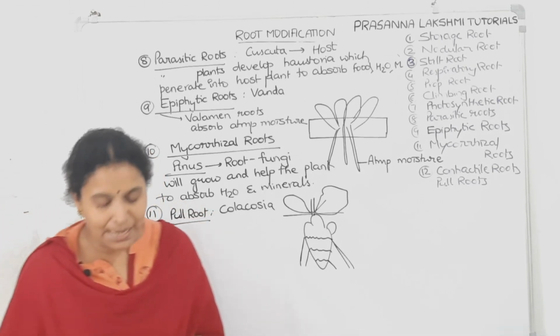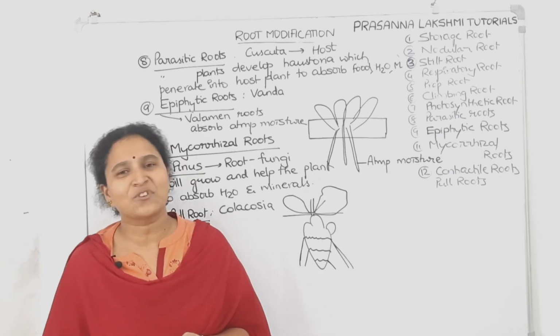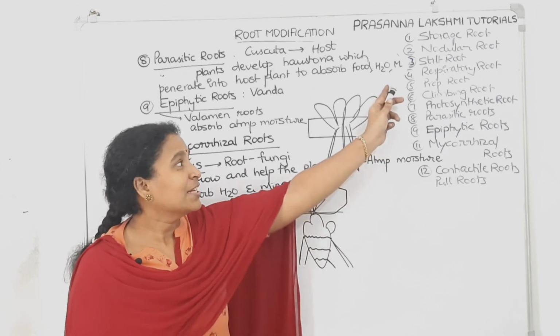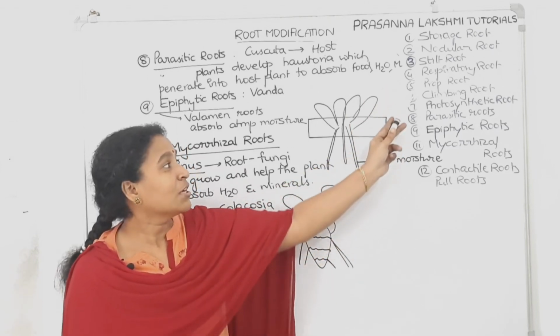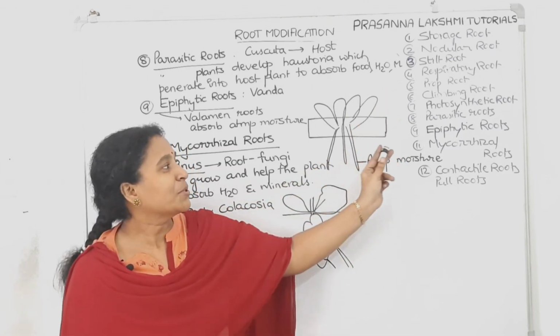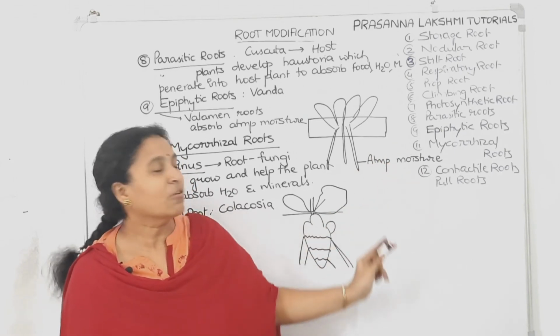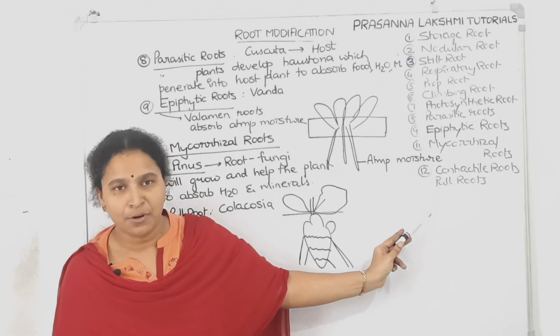So in today's class we discussed all types of root modifications like storage roots, nodular roots, stilt roots, respiratory roots, prop roots, climbing roots, photosynthetic roots, parasitic roots, epiphytic roots, mycorrhizal roots, contractile roots or pull roots.